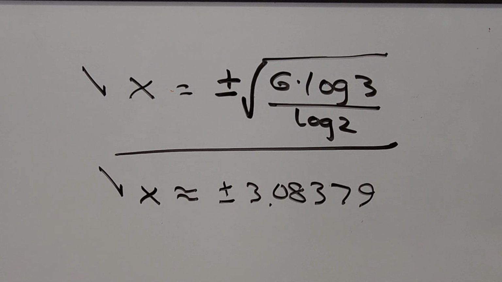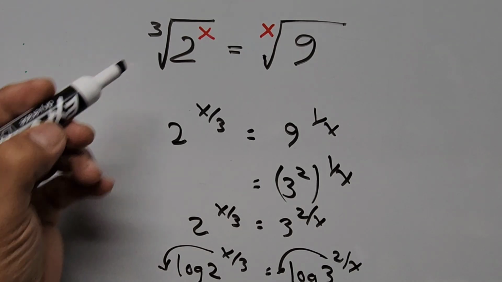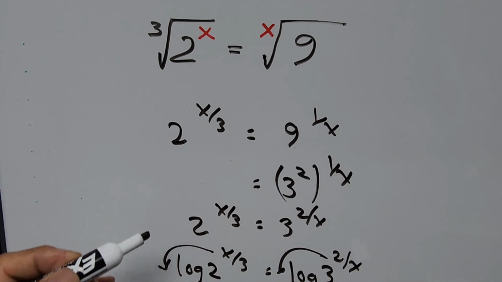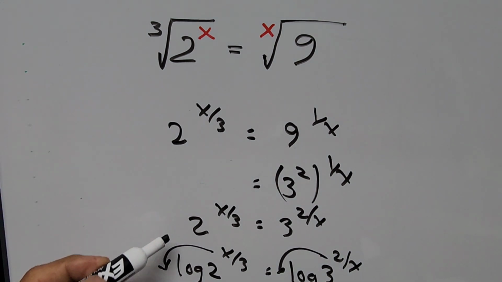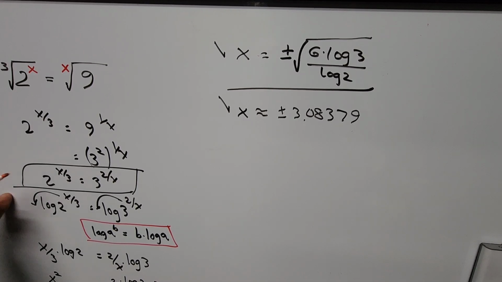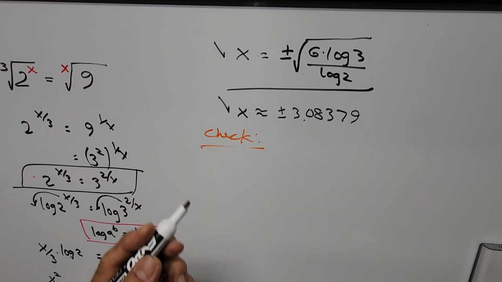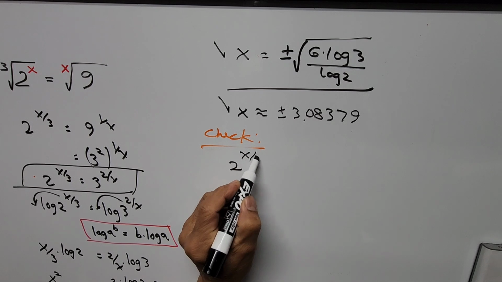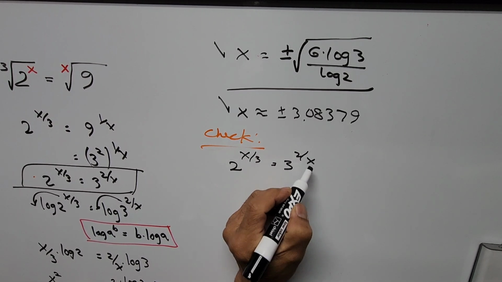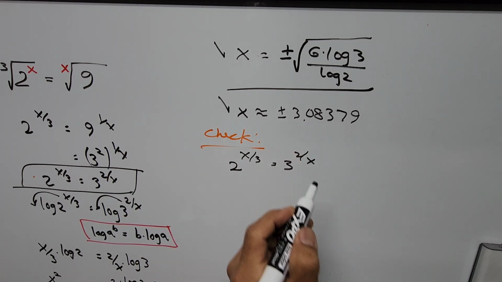And so now let's check our answers. Alright, so substitute the value of x into our original equation, or shall we say the simplified form of our original equation. So here is our original equation, and we simplified it to this equation. So we'll be using this simplified equation to check our answer. Okay, so let's check. So 2 to the power of x over 3 equals 3 to the power of 2 over x, and our x is approximately 3.08379 to 5 decimal places.